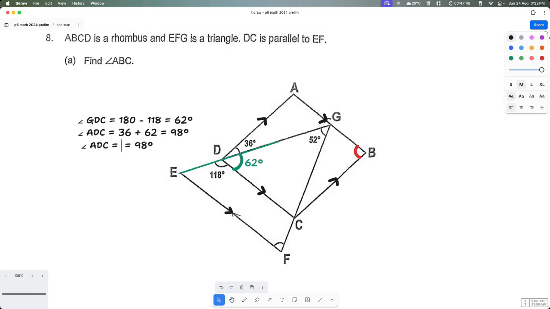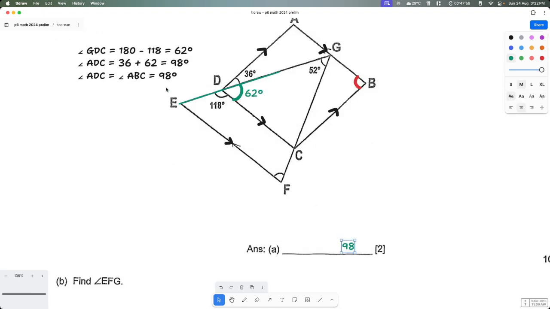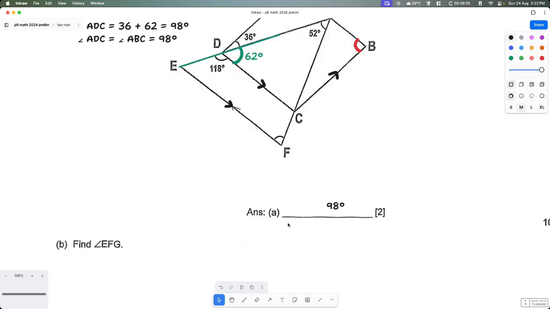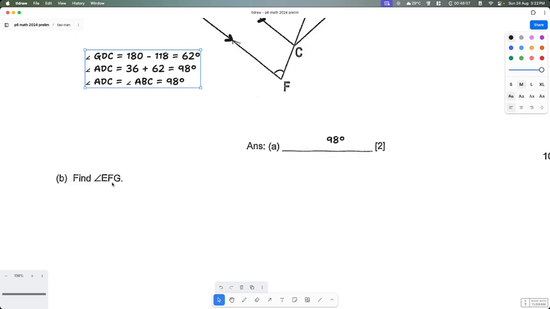Right, so let's do that as well. Angle ABC, which is equal to 90 degrees as well. Okay, so the answer is 98 degrees over here. So this would then be 98 degrees. Right, let's move on to the next question.